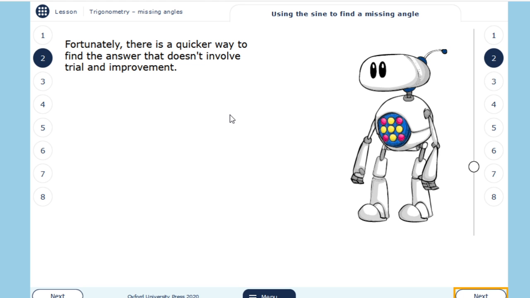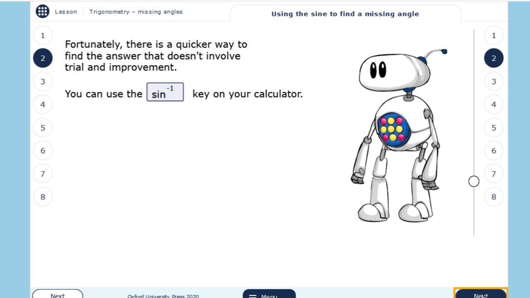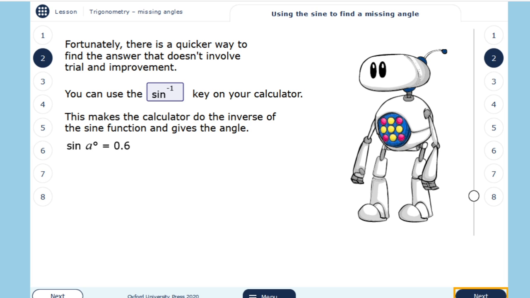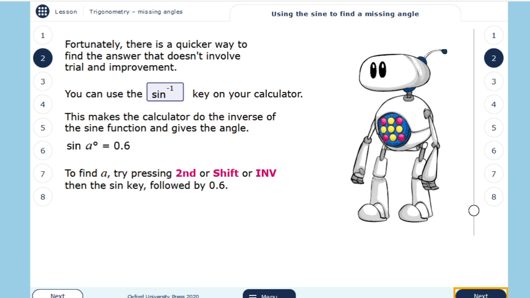Fortunately, the whole process is not helpful, but there is a quicker way to find the answer that doesn't involve trial and improvement. You can use the inverse function of sine. There is a key on your calculator and you can do it. This makes the calculator do the inverse of the sine function and give us the angle of sine A, which is 0.6.